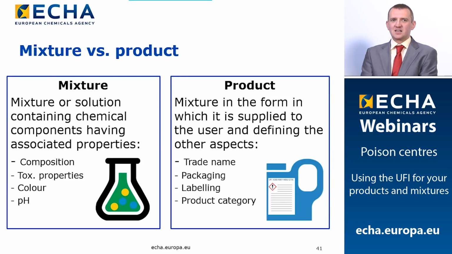But before I continue with explaining on how to assign UFIs to product, I need to provide some definitions. When speaking about the mixture, it is meant to be a mixture or a solution containing chemical components having associated properties, such as composition, toxicological properties, color, pH. Product is meant to be a mixture in the form in which it is supplied to the user and defining the other aspects, such as trade name, packaging, labeling, and product category.